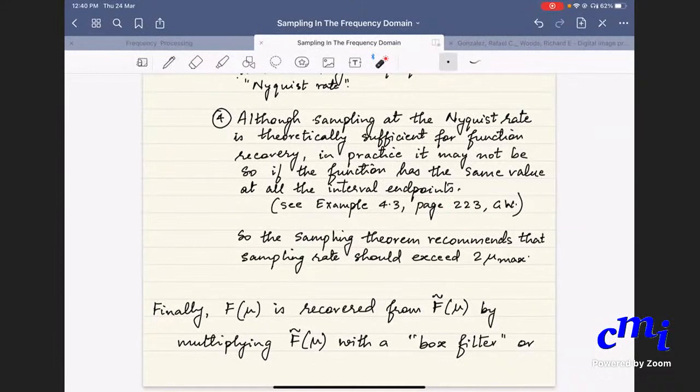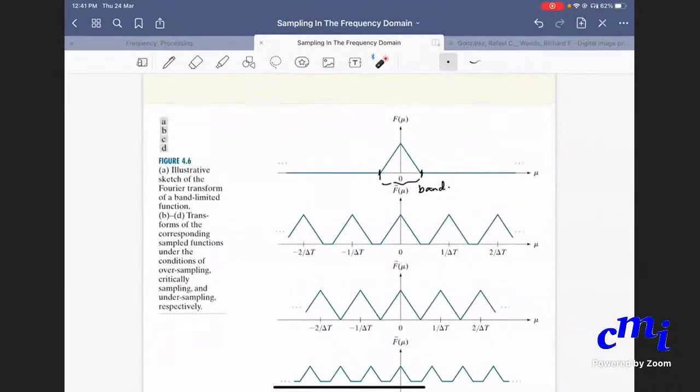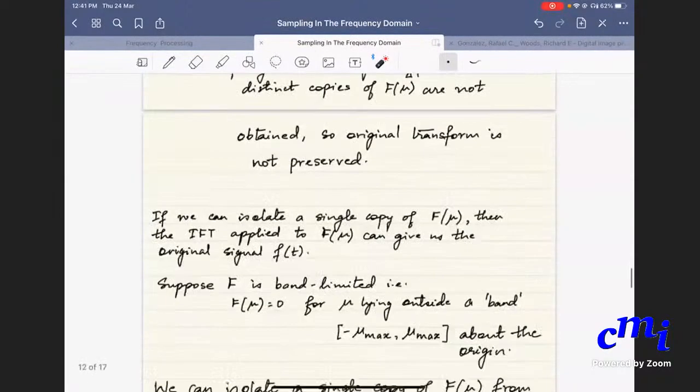So in general, it is recommended that the sampling rate should exceed the Nyquist rate. It should not be equal to the Nyquist rate, but should exceed it, so that you end up in an oversampled situation rather than a critical sample situation. This is the situation that is always preferred.